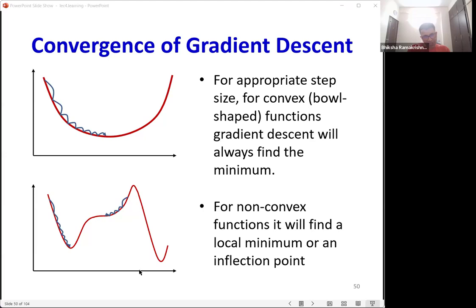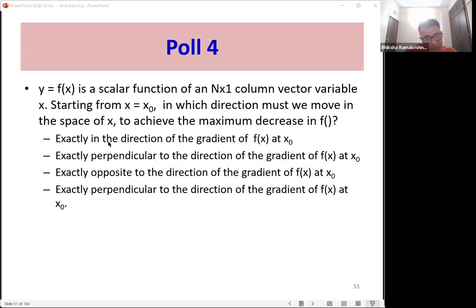If you have crazy functions like these, you can arrive at local minima, global minima. You can arrive at inflection points. You don't really have any control, but you have no choice. This is the approach we will generally take.